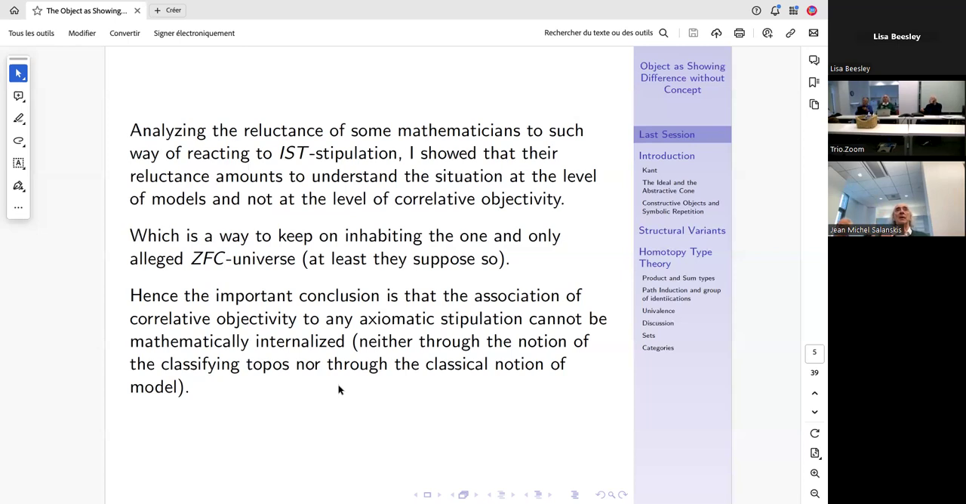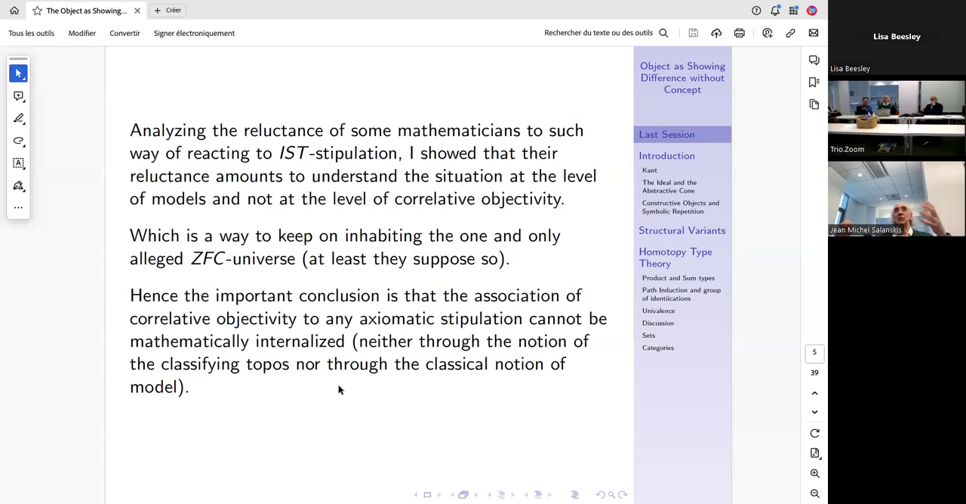and then I paralleled this notion of... I think it's another way of seeing correlative objectivity as mathematically internalized, because you cannot see correlative objectivity at the level of a universe, which is an effect of the stipulation of the axioms. You only see it at the level of models. Models is the part which is mathematically controlled. So you think that your axiomatic stipulation has been mathematically internalized.